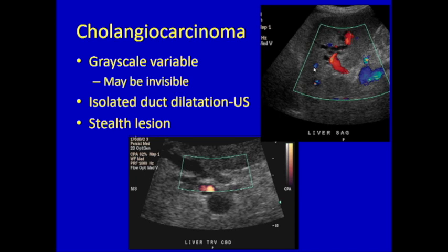So here's a nice case from the ARP. You can see the ducts are dilated, and when you look closely here, you can see the vessel. Here's the duct, and there it is. It's basically isoechoic to the adjacent liver, but there is a little mass here in the duct. So I call it a stealth lesion.